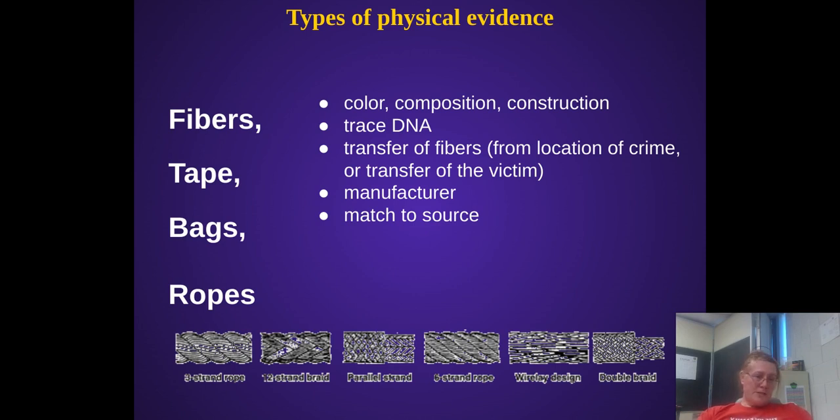Transfer of fibers, whether it be from the victim's hand, the body has the fibers on it, versus they found the fibers somewhere on the criminal. It can help find the manufacturer. This was only made between this time and this time, and it is primarily shipped to Maryland. And you can match it to the source.